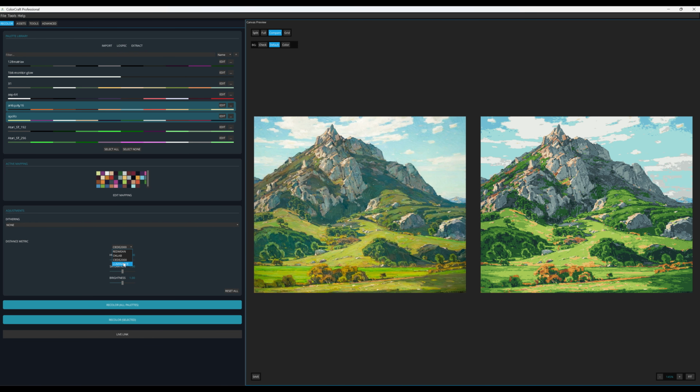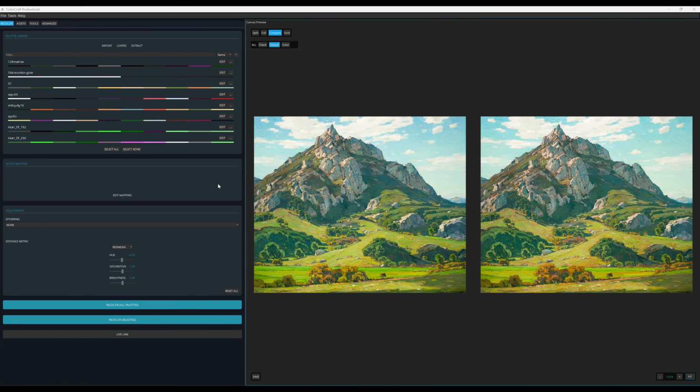Luminance ignores hue and saturation entirely, only matches by brightness. Every pixel gets mapped to whichever palette color has the closest perceived lightness. Useful for grayscale conversions or for creating stylized effects where you want to preserve the light-dark structure of the original image while applying a palette's tonal range.